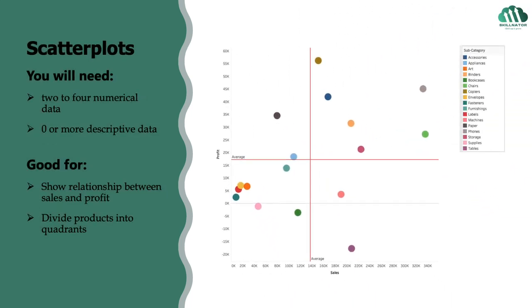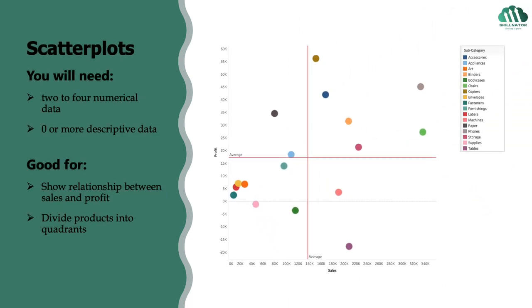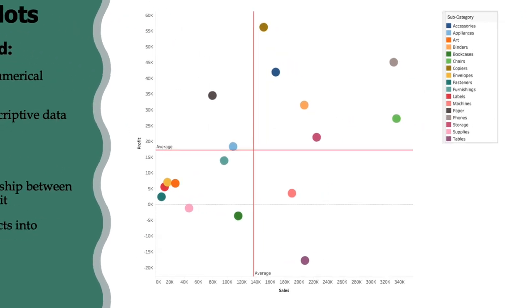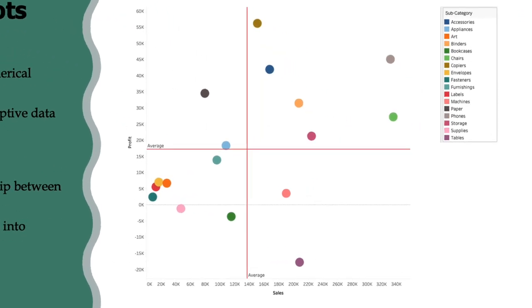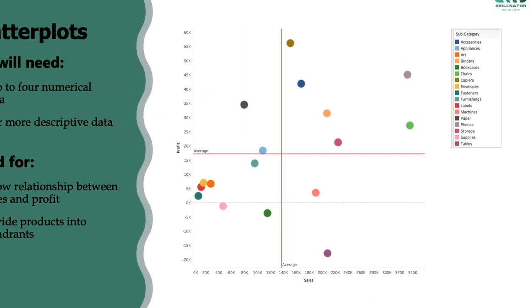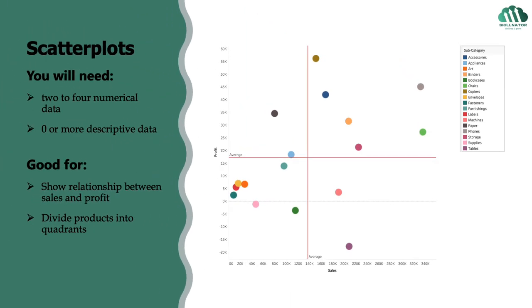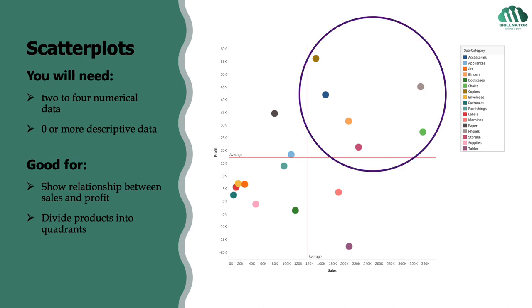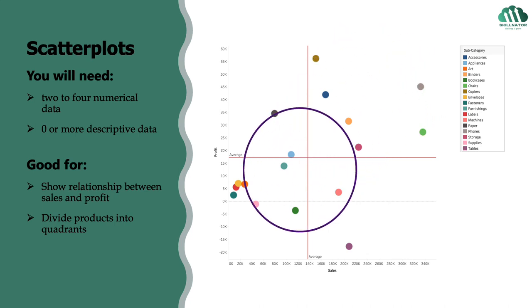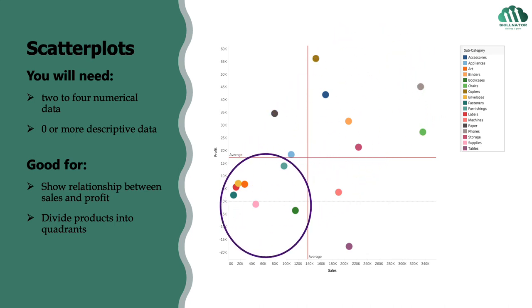Next, we have scatter plots. These charts show the relationship between two measures. For example, here I have plotted sales on the x-axis and profit on the y-axis. Each bubble represents a particular subcategory. Scatter plots also help in breaking the portfolio down into clusters or divisions. For example, here I can see that these six categories have high sales and high profitability, whereas the categories in the bottom left quadrant have low sales and aren't very profitable.